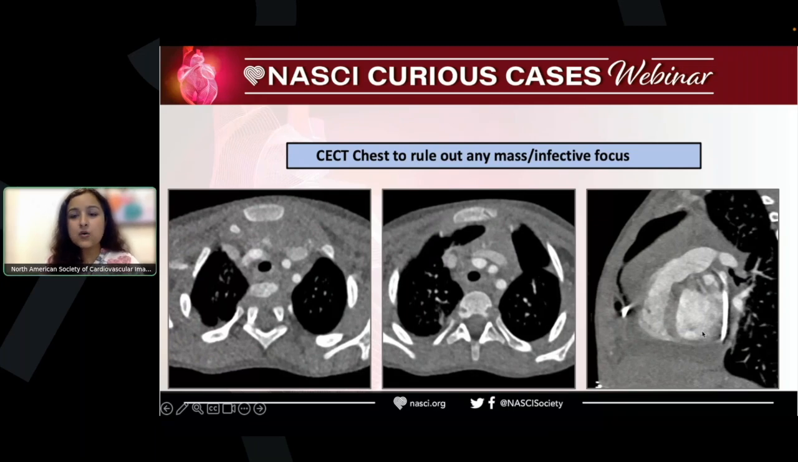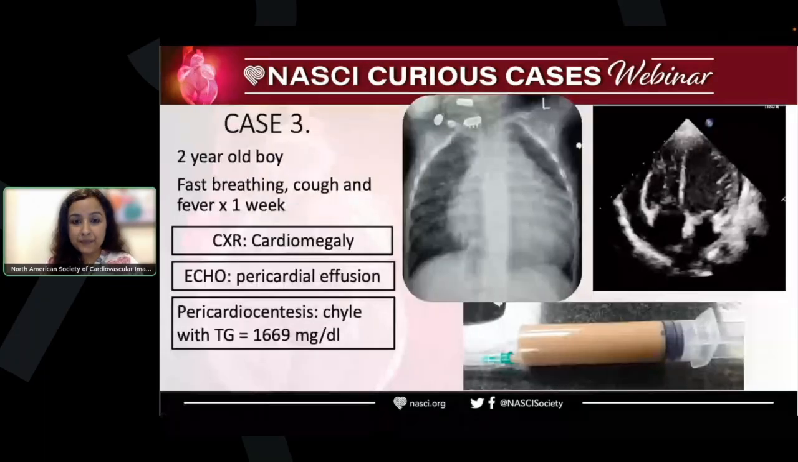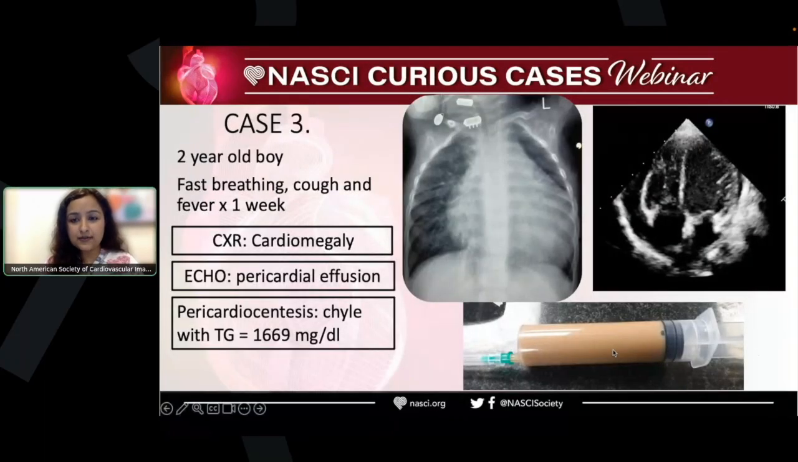The pericardial effusion was then tapped, and it showed chylous fluid like this. So this is from the patient, and it showed chyle with a very high triglyceride. So there is chylous pericardial effusion. So what would you do? Any comments regarding what we should do next? Is there any other investigation that anyone would like to do?